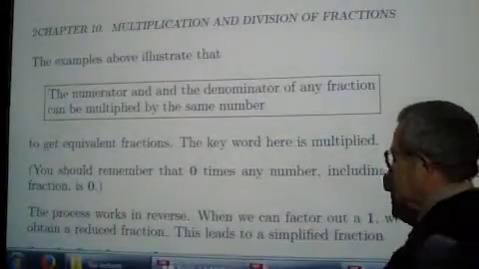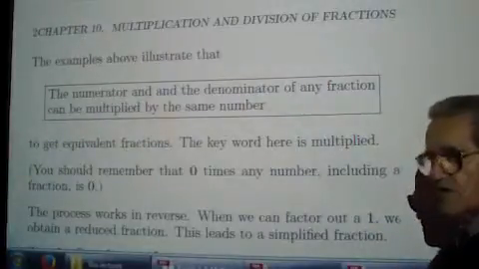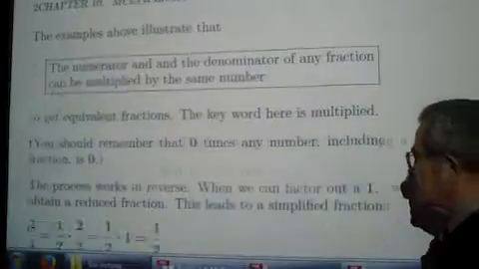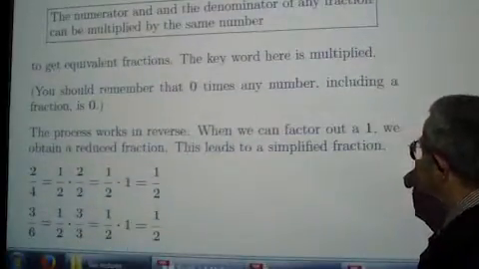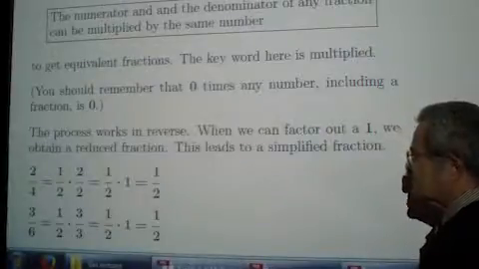And the number 0 is kind of unique. 0 times any number is 0. Again, including a fraction. 0 times a fraction is 0. The process works in reverse. That is called reducing fractions or simplifying fractions.